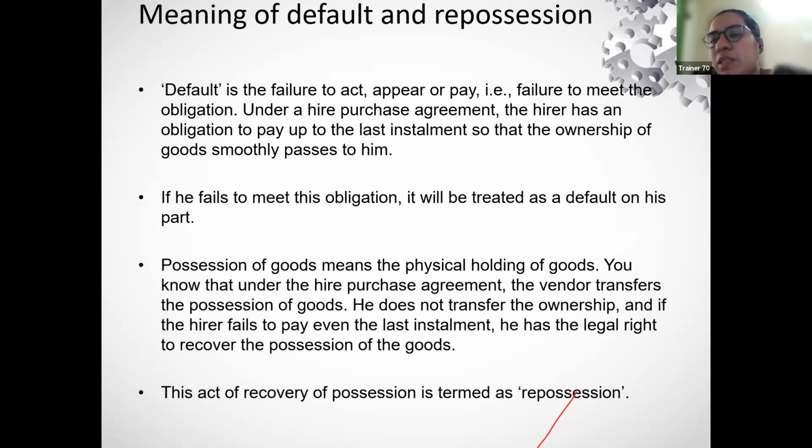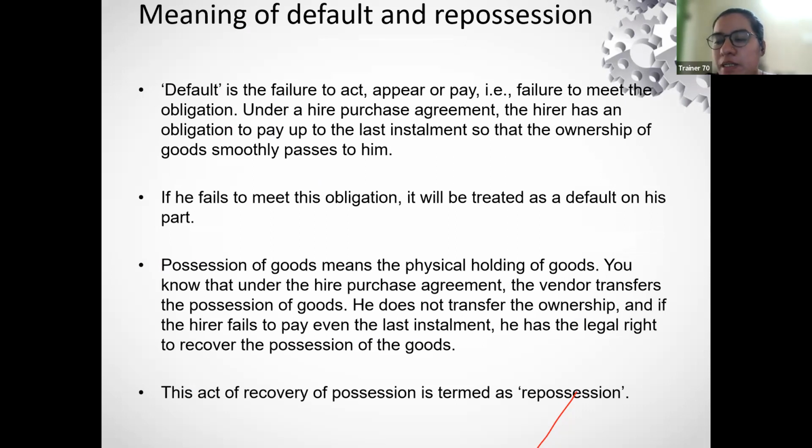Now, if I am the buyer of the goods, Mr. A is the seller. So default will be done by me and repossession will be done by Mr. A. This we have already seen. Okay, this we have already talked about.